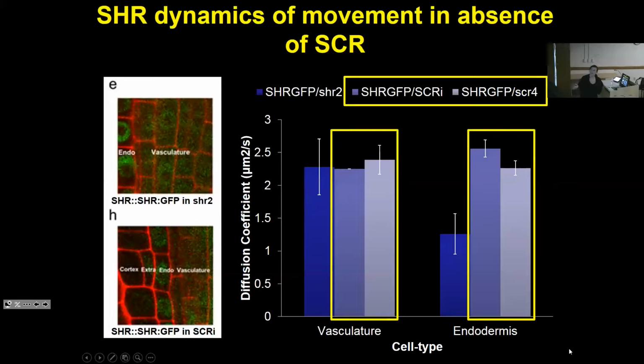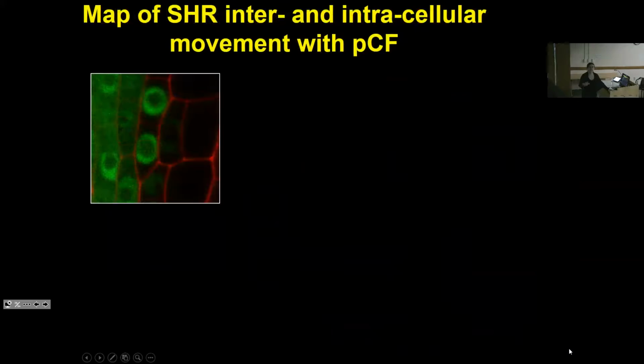We can see that in absence of SCARECROW, or in a SCARECROW RNAi line, now in the endodermis SHORT-ROOT moves like it moves in the vasculature, suggesting that indeed SCARECROW is important for the movement of SHORT-ROOT. The other thing that we looked at is, well, what is the movement and how does SCARECROW restrict SHORT-ROOT movement.